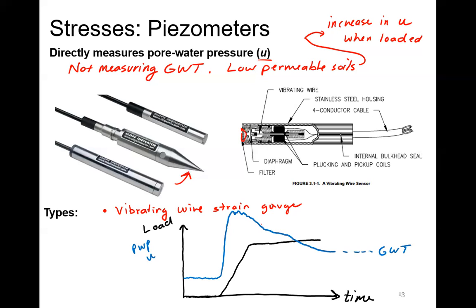And again, visualize a water balloon. When you apply this pressure, the pressure is going to spike up because the water has nowhere to go. And then over time, it finds those low permeable routes to travel out and dissipate. So these piezometers are not measuring that groundwater table. And we see this increase and then the decrease over time.